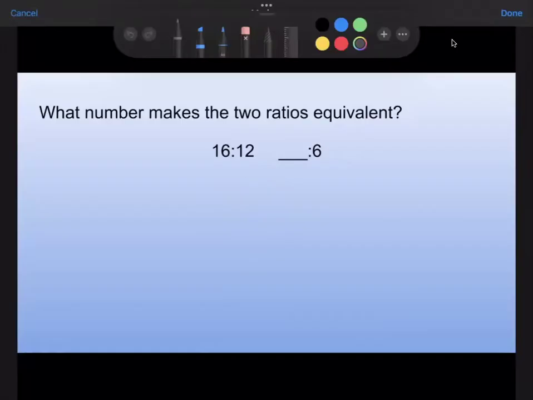Okay, here's our next example. We want to know what number would make these two ratios equivalent. The ratios are 16 to 12 and something to 6. So I'm going to go ahead and rewrite those as fractions. So I'm going to rewrite 16 to 12, or rewrite that ratio in its fraction form, and then blank to 6. So I left the top blank on purpose.